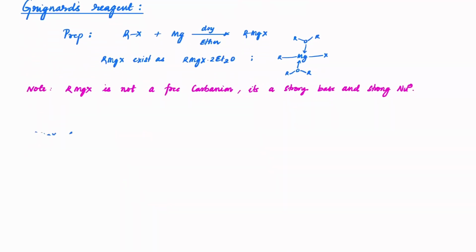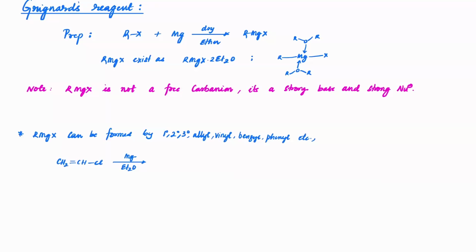So the first thing you need to learn is that RMgX can be formed by 1 degree, 2 degree, 3 degree, allyl, vinyl, benzyl, phenyl, etc. They all will form Grignard's reagent. So if you have vinyl chloride with Mg in the presence of ether, you will get vinyl RMgX. If it is phenyl, you will get phenyl RMgX.